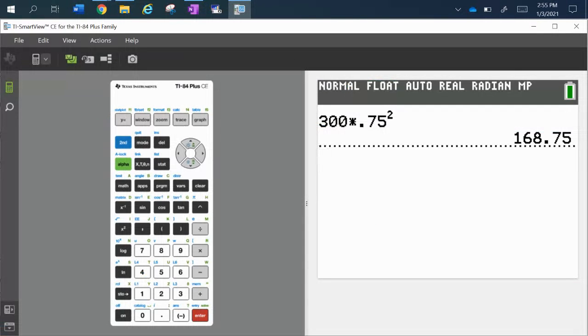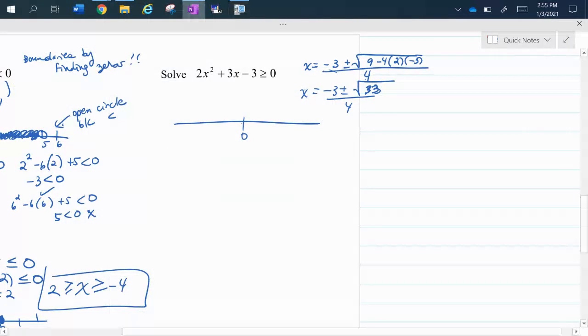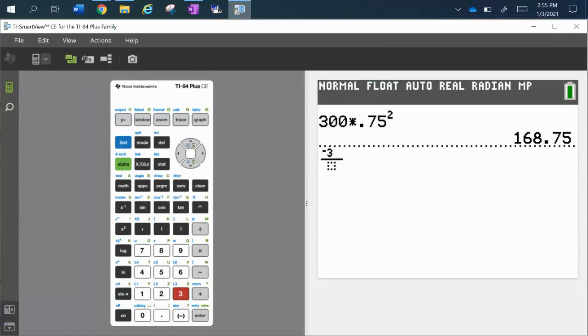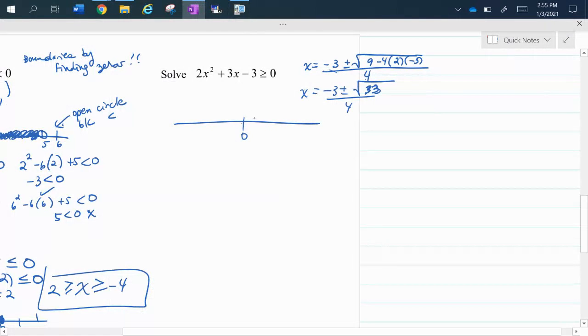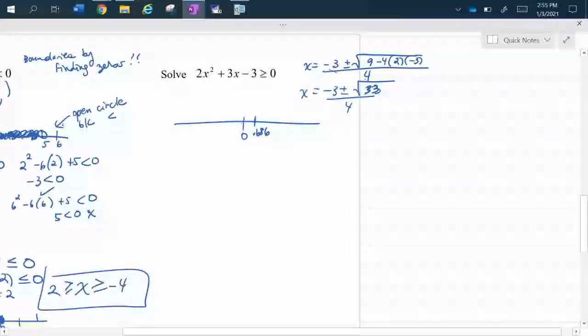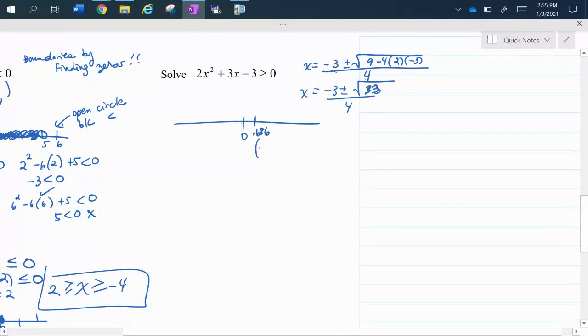So I'm going to put in a fraction. Let's see, fraction negative 3. Is that right? I forgot already. Yes. Negative 3 plus the square root of 33 all over 4. That is approximately 0.686. So I'm going to go to my number line, and I'm going to put in 0.686, which is negative 3 plus the square root of 33 over 4.